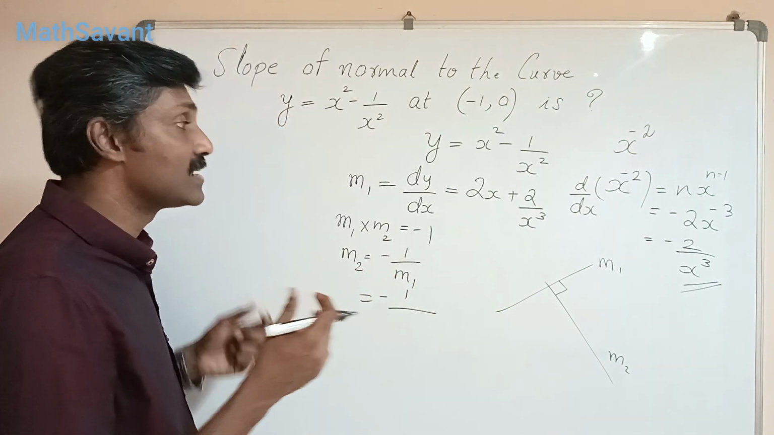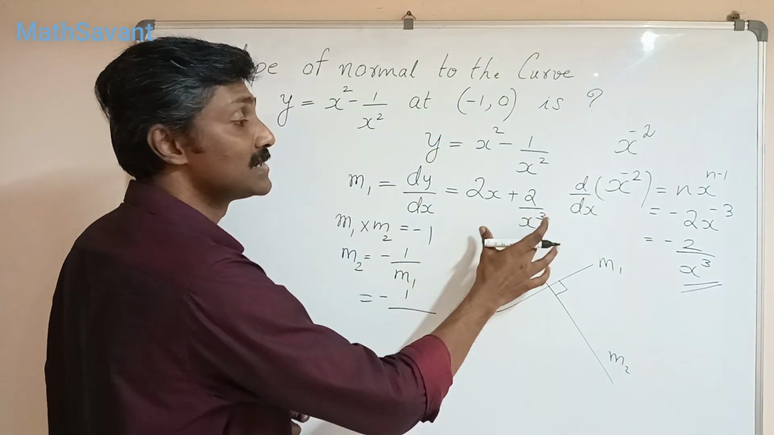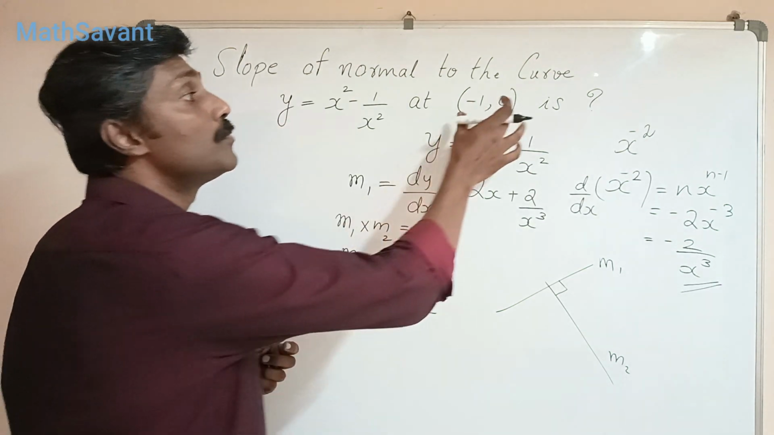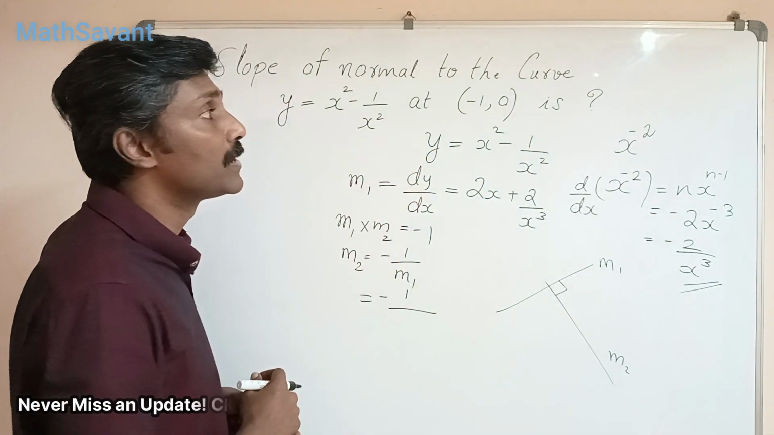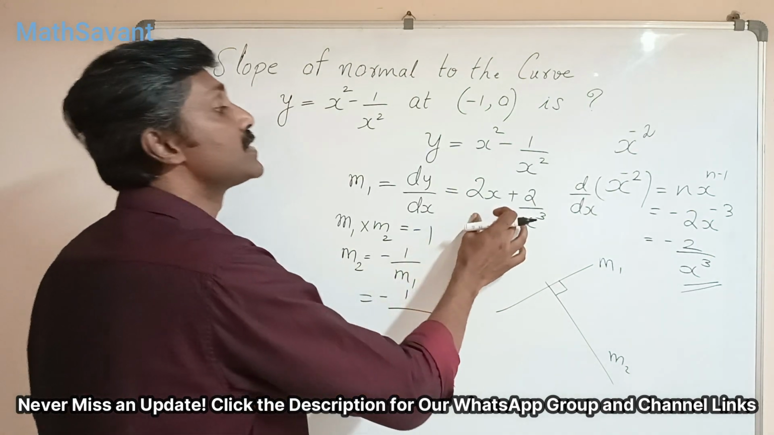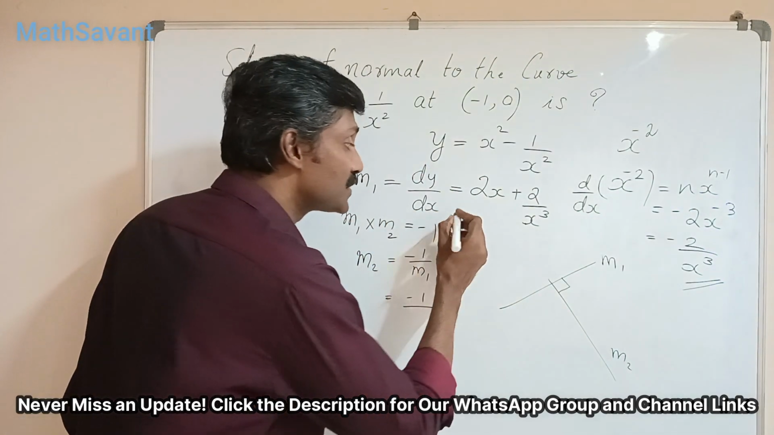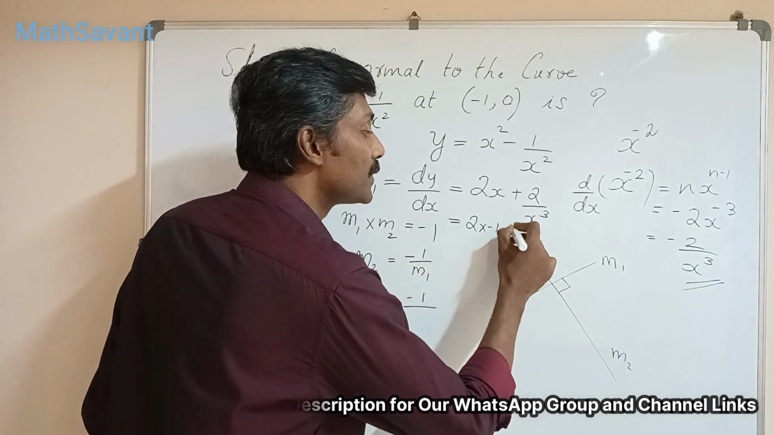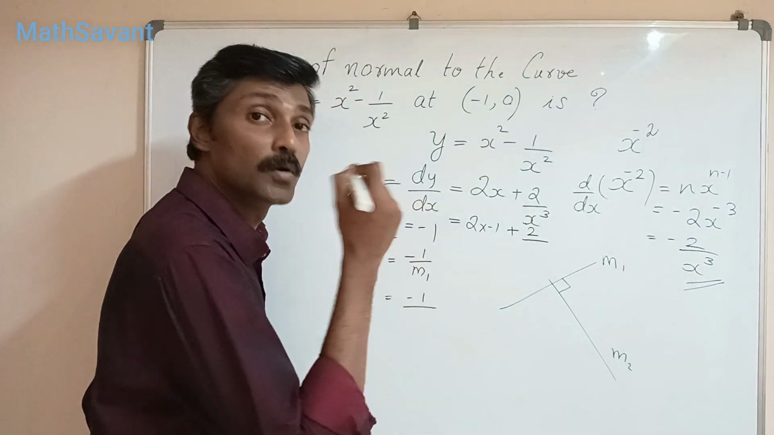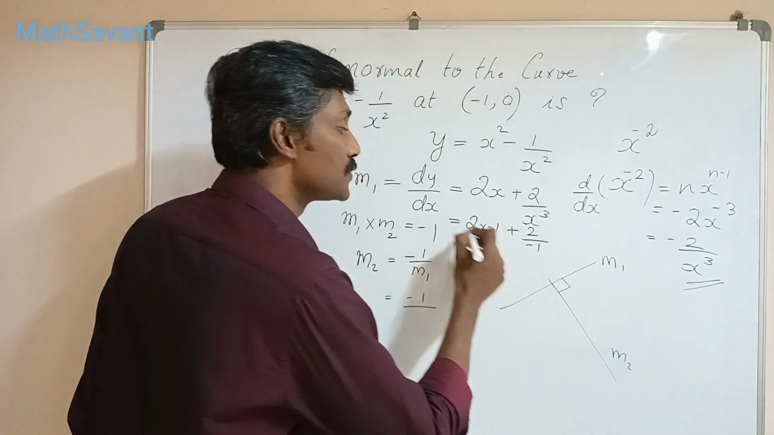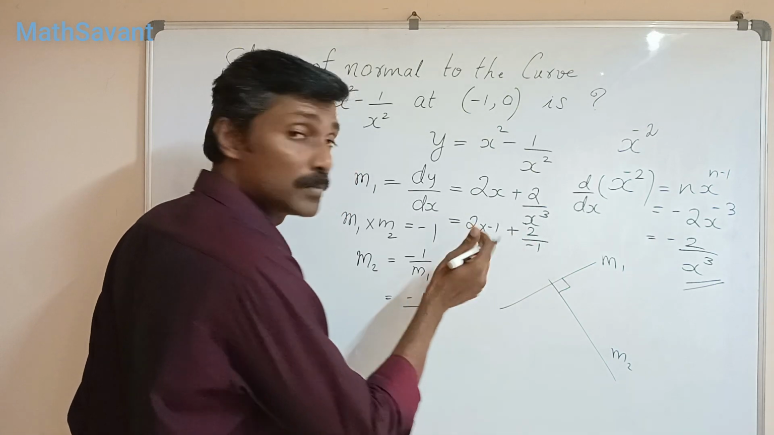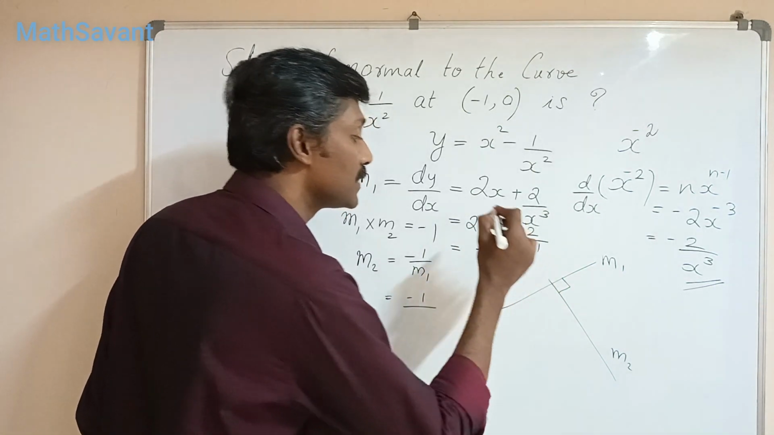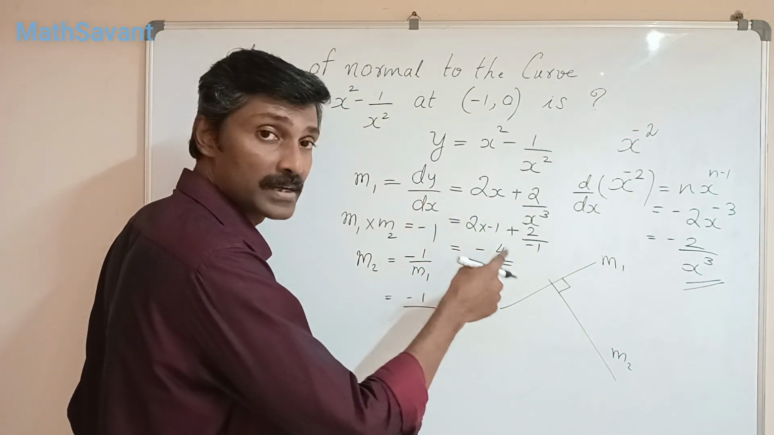Now let's find out what is m1 at the given point. This is m1, 2x plus 2 by x cube. Now what is the value of m1 at minus 1, 0? Let's substitute x equal to minus 1 and y equal to 0. You only have x here, so let's substitute x equal to minus 1. So this will be 2 into minus 1 plus 2 divided by minus 1 the whole cube, which is nothing but minus 1. So 2 into minus 1 plus 2 divided by minus 1, both are minus 2. So minus 2 plus minus 2 will give us minus 4. So that means the slope of the tangent we get as minus 4.